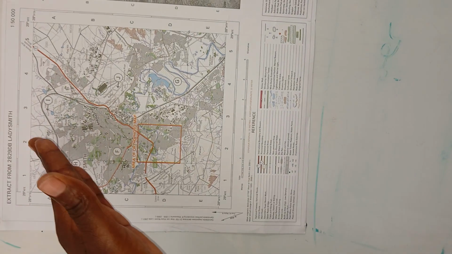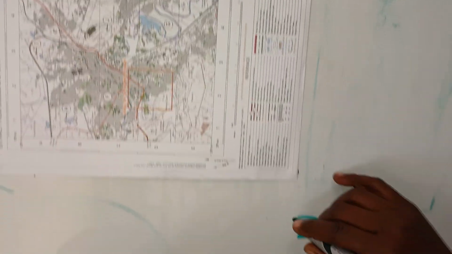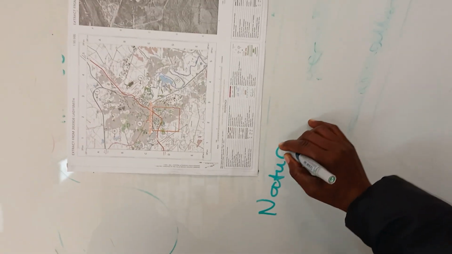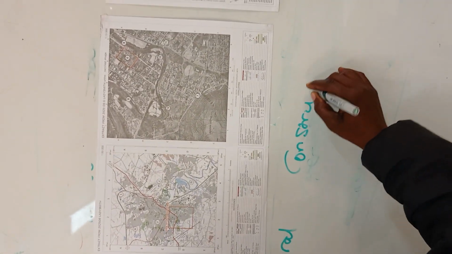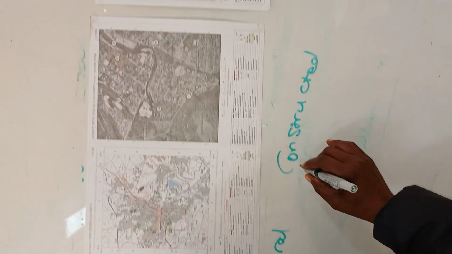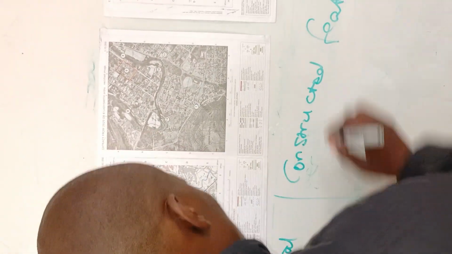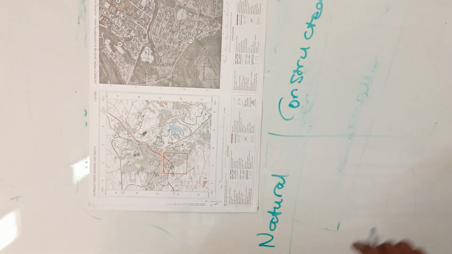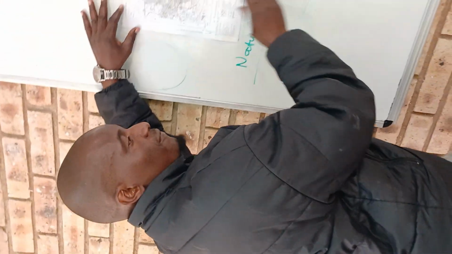So these features that we have on this map are divided into two. We have got natural and constructed features. Okay, what do we mean by that? We are now saying that we have got features that are natural and features that are constructed or man-made.